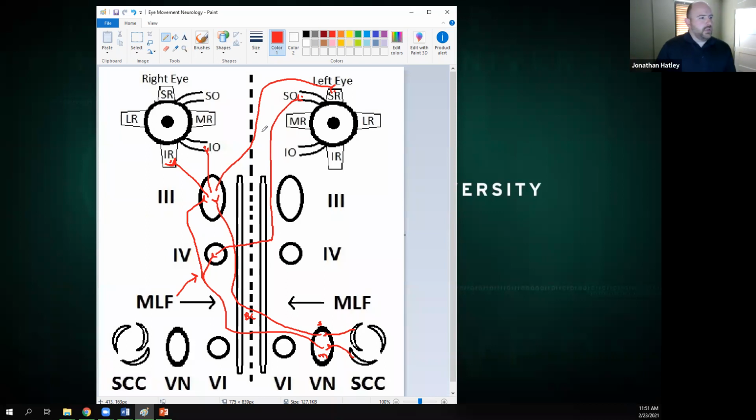So again, what I like to do is think which canals are being stimulated and then which muscles are being innervated. And then from there, I can work backwards and figure out which cranial nerve nuclei are doing the stimulating. So again, this has been the VOR movement for a head roll to the left. When we roll our heads to the left, we perform a compensatory dextrocycloversion, where the upper poles of our eyes are rotating to the right.